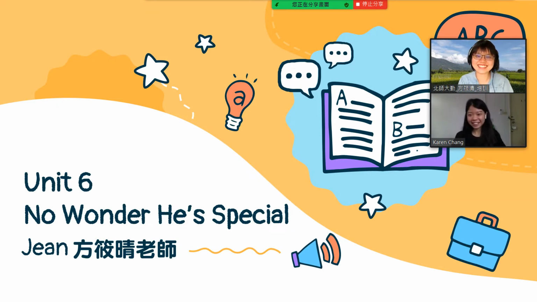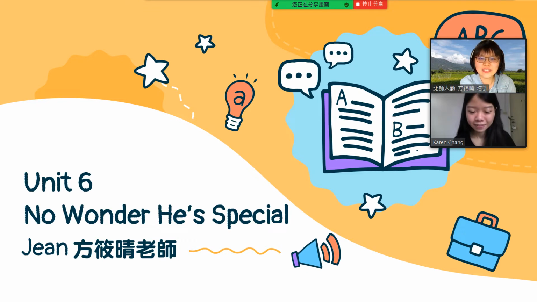Great, nice. So, could you tell me what unit we are going to read today? Unit 6. Yeah, and what is the topic? The title of it. What is the title? No Wonder He's Special. Yeah, No Wonder He's Special.